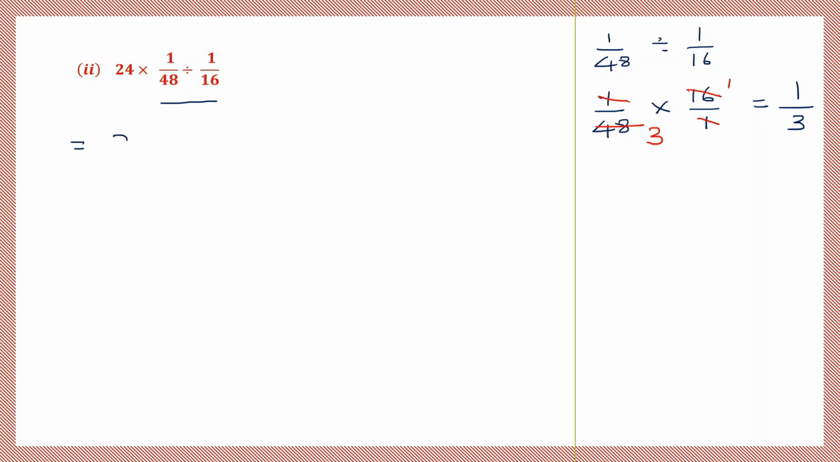So this is equal to 24 into 1 by 3. So this one will be 24 by 1. Now what can I cancel? I can cancel 3 and 24. 3 1s are 3, 3 8s are 24. So what do we have here? 8 by 1, and my final answer is 8. 8 by 1 is equal to 8.